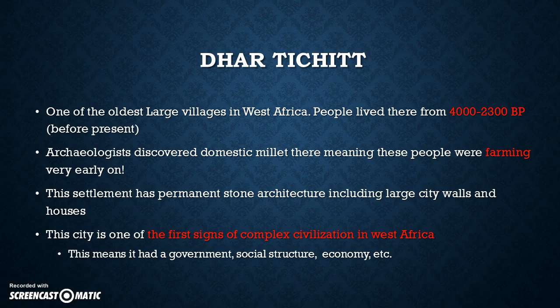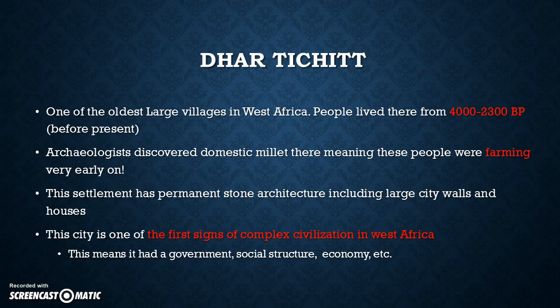So they were not trading a ton, but there was some trade. Dar Tichet is one of the oldest large villages we see in West Africa. People lived there from about 4,000 to 2,300 BP. Archaeologists have discovered domestic millet there, meaning these people were farming very early on. This settlement has permanent stone architecture, including large city walls and houses.